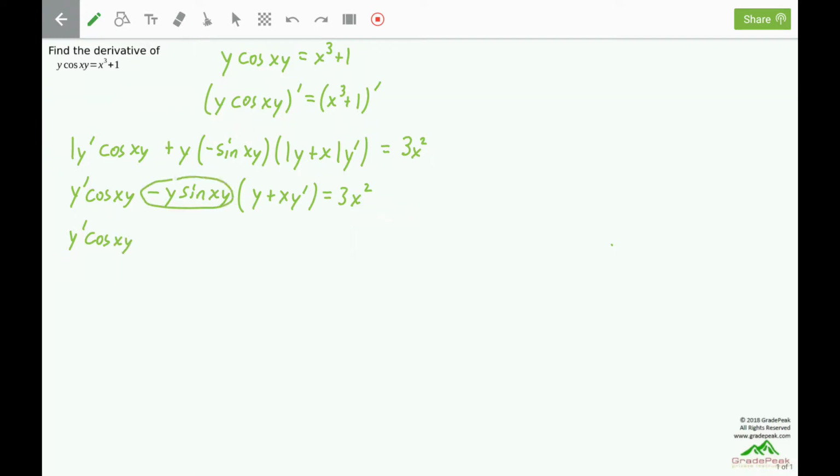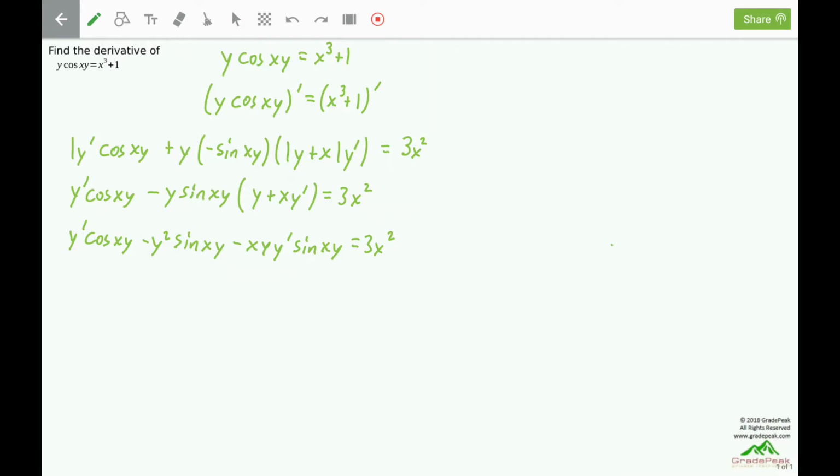So we have the negative y sine xy times y. The y's can move together in the front, and we'll have negative y squared sine of xy. And then we also have the negative y sine xy times x y prime. The xy prime can move to the front with the negative y, and that will give us a negative, there's an x, there's a y, and there's a y prime, and then sine of xy. And that equals 3x squared.